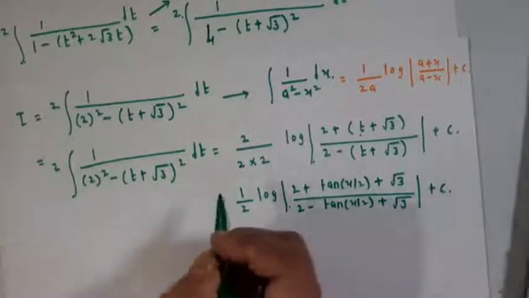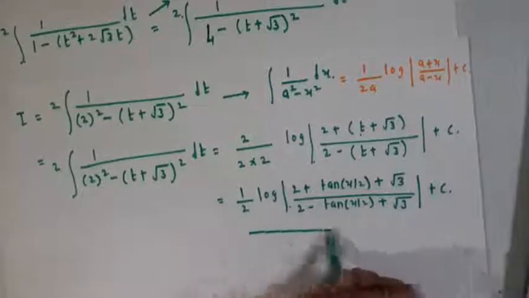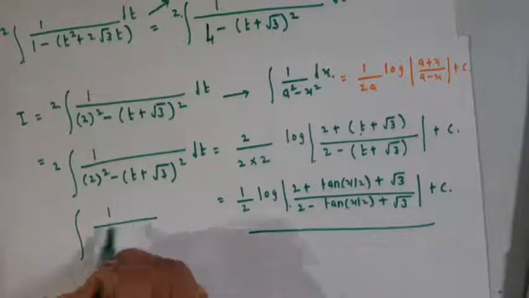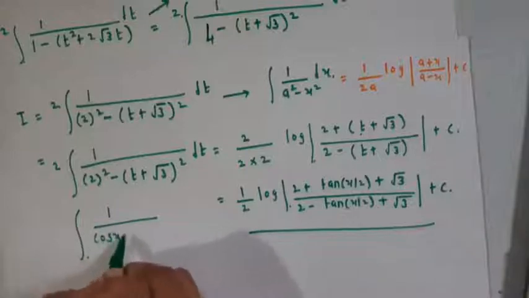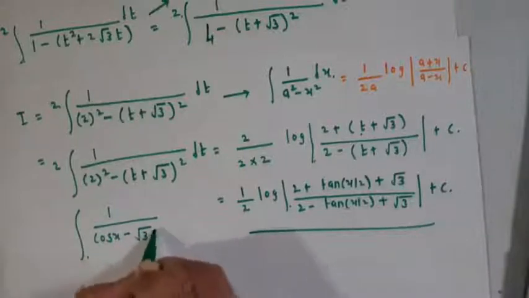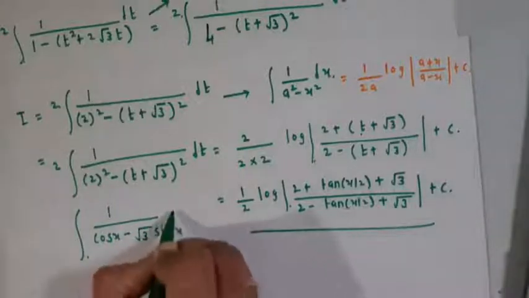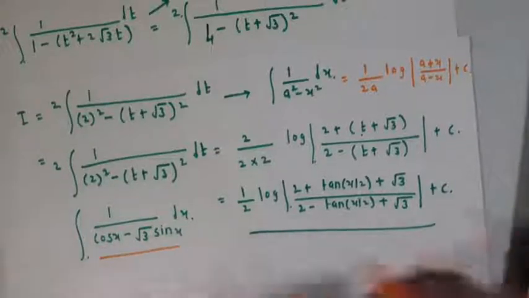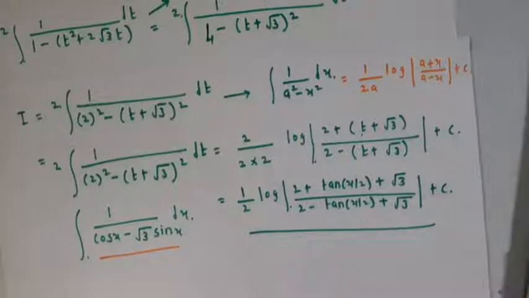In this way we have to solve the problem, and this is the solution of the integration of 1 upon cos of x minus root 3 sin of x with respect to x. This is the solution of this integration. In this way we have to solve the problem.